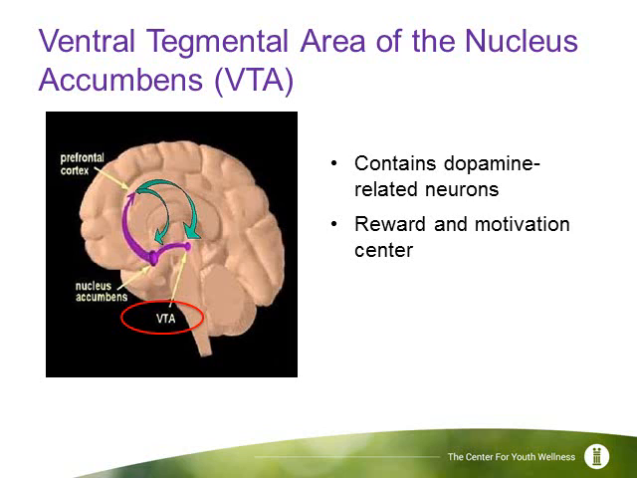The ventral tegmental area of the nucleus accumbens, also called the VTA, is located within the interior of the brain in front of the hippocampus. The VTA's function is related to reward and motivation and has many dopamine-related neurons or brain cells. The VTA also plays a role in processing other pleasing emotions and experiences such as love and sexual behavior.